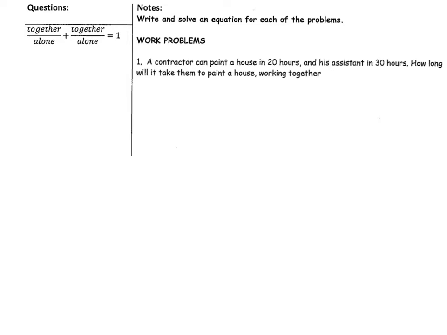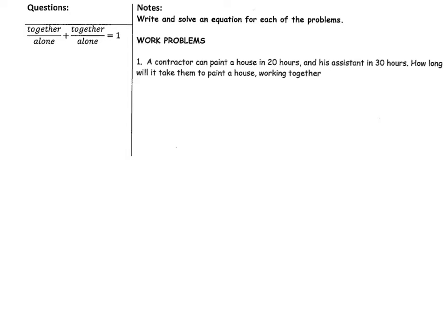Let's read number 1. A contractor can paint a house in 20 hours and his assistant in 30 hours. How long will it take them to paint a house together? Okay, so this is a long time to paint an entire house when you work alone and when you have an assistant versus like a professional, right?